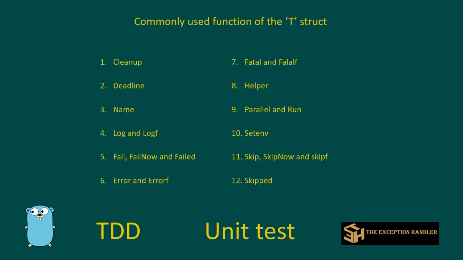The T structure contains many methods that are available to you for writing better unit test cases, out of which a few of them are cleanup, log, fail, error, fatal, run, set environment variable or skip functions. These are just a few, but you can see the complete list of functions available to you on the screen, and we'll be discussing each and every function in detail in this video. So let's start with the first function, that is the cleanup function.